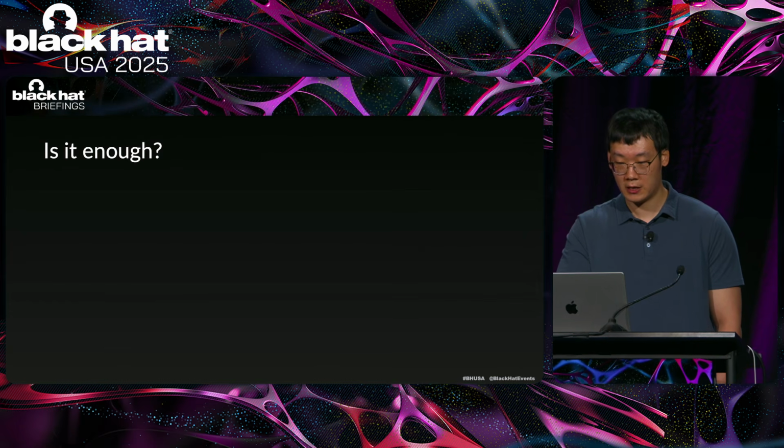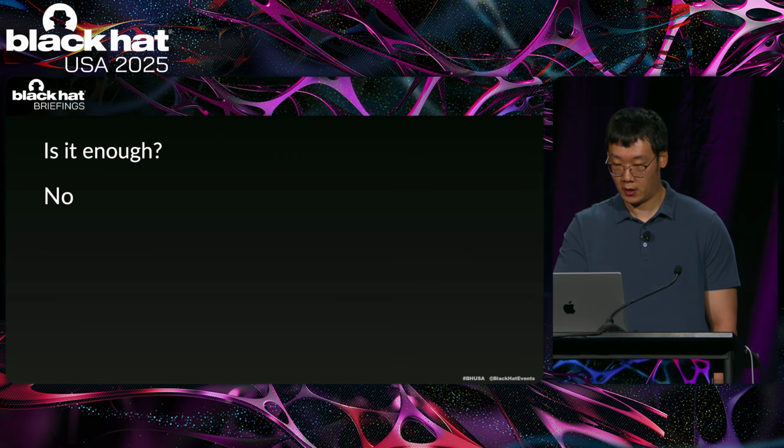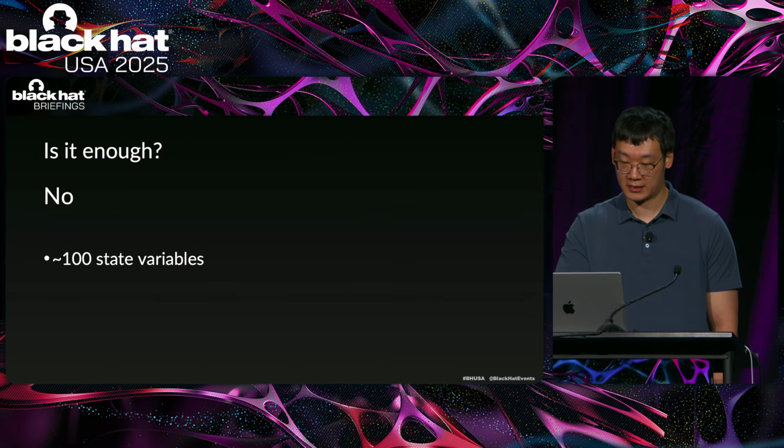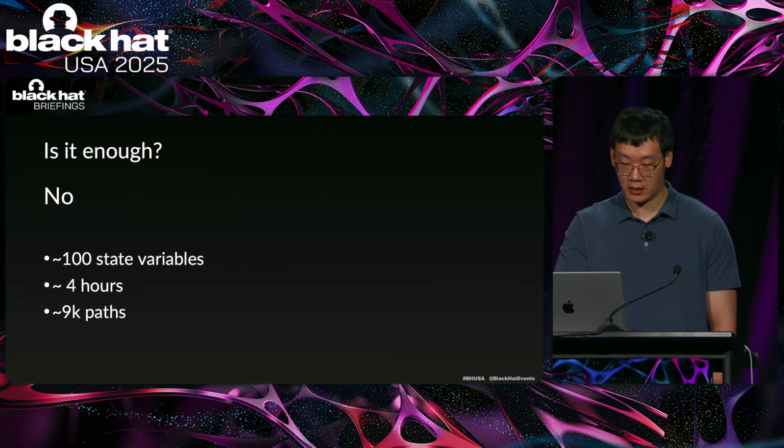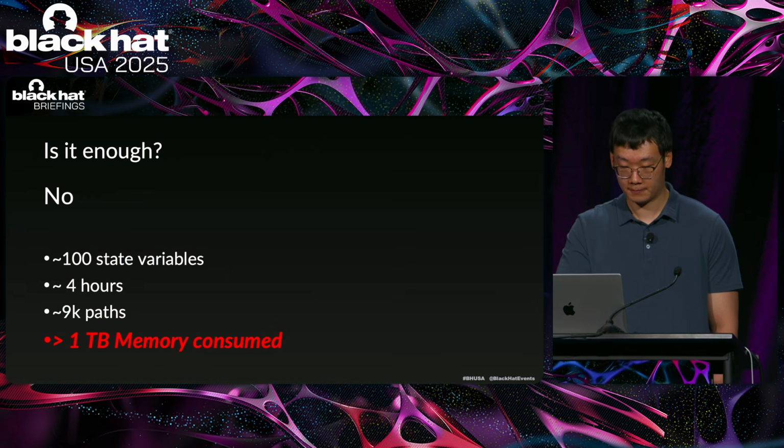Another question is that even if we set all state variables as symbolic, is it enough for the hundreds of state variables? Well, as you might have guessed, the answer is no, because otherwise the solution would be just too simple and we wouldn't need to go through such a build-up. By making the 100-ish state variables symbolic in the next task, we actually tested that, and in about 4 hours of symbolic execution, it is executing over 9,000 concurrent paths at the same time. That leads to the consumption of over 1 terabyte of memory.